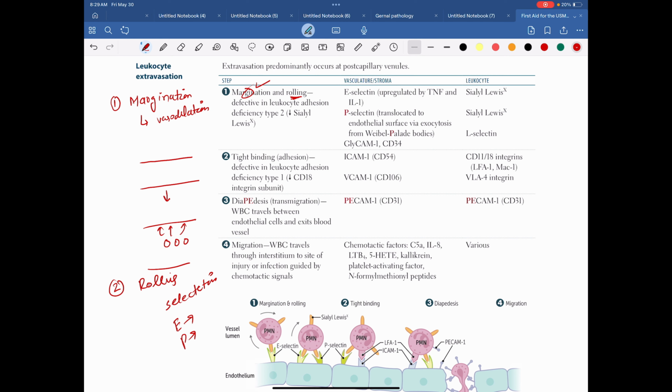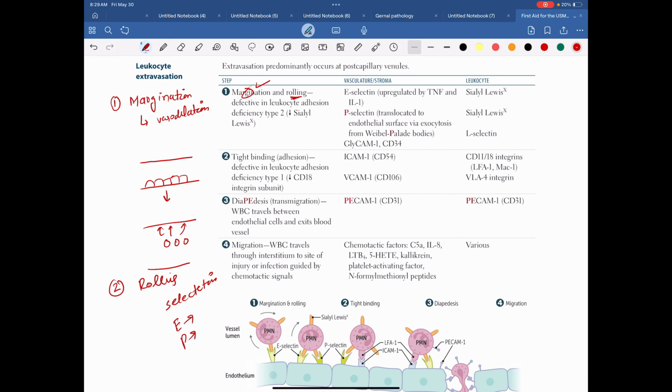Now the question is, when these endothelial cells express these selectins, they will go and bind with the leukocyte. On the leukocyte we have different kinds of proteins, like the Sialyl Lewis. So we have different kinds of Sialyl Lewis, which are present on the leukocyte, and these are going to attach with the endothelial cell. So let's suppose this is the endothelial cell. I am just trying to explain with an example.